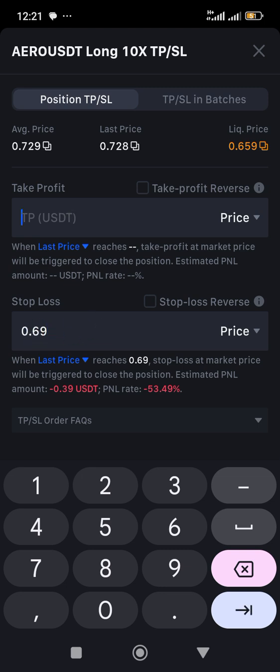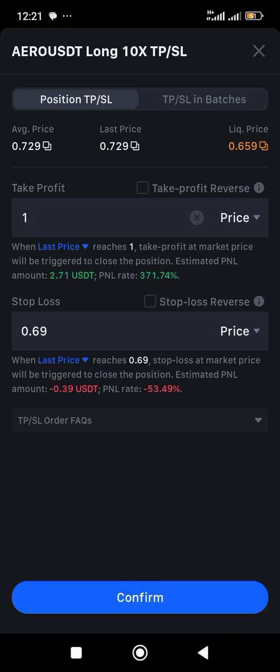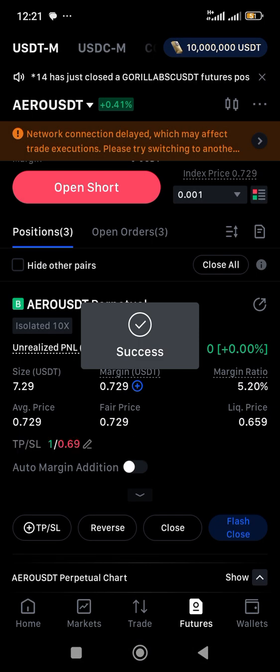Then I will say when the price of this token reaches $1, the system should close this trade. That means once the price of this token moves to $1, which will give me 2.7 USDT, the system should automatically close this trade. So that is it. You can set it.